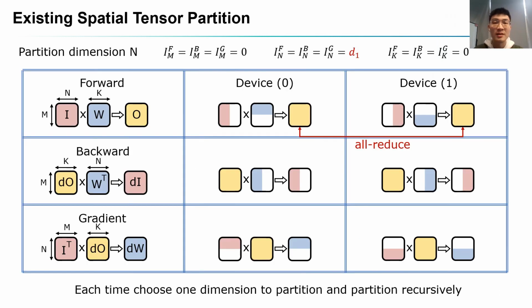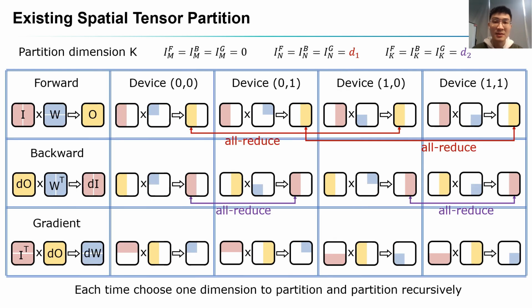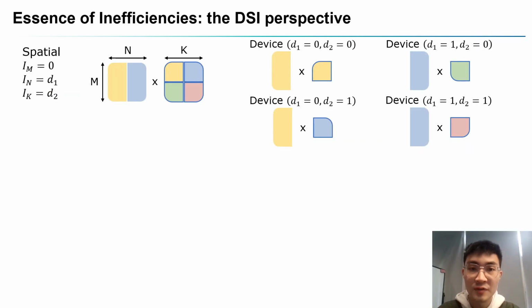Existing spatial tensor partition can be seen as a sequence of elementary spatial partitions. Each elementary spatial partition selects one dimension to partition, and multiple such partitions are performed recursively. In this example, we first partition dimension n, and then partition dimension k. After these two recursive partitions, the original operator is partitioned into four suboperators, each distributed to a separate device for parallel execution.